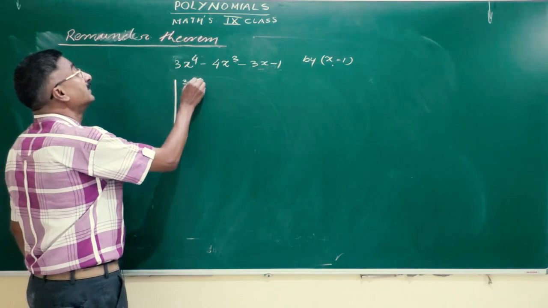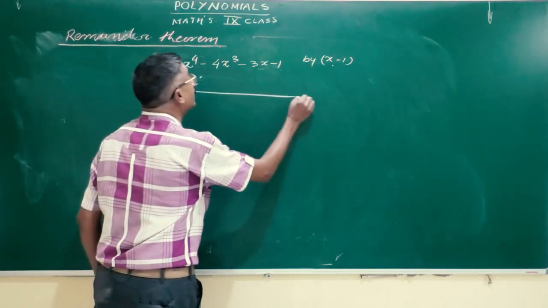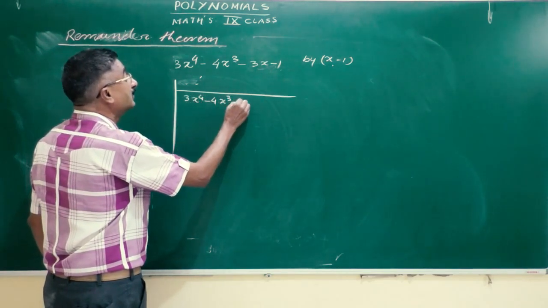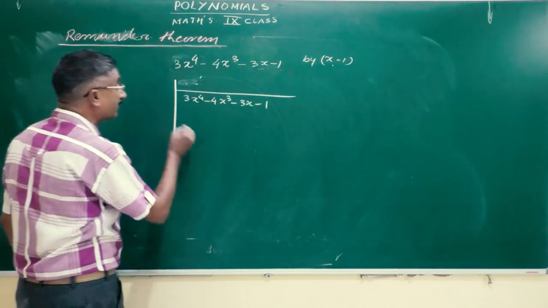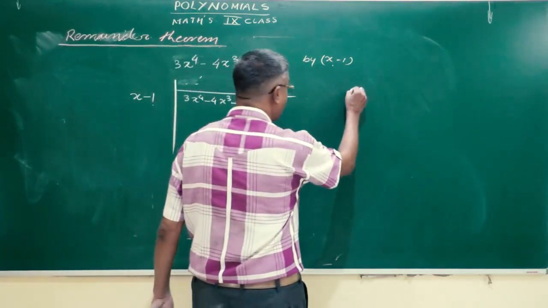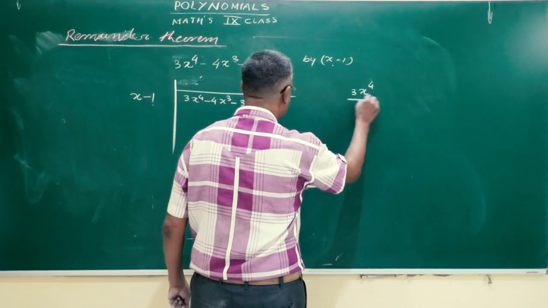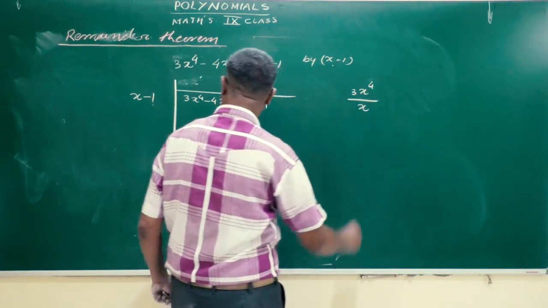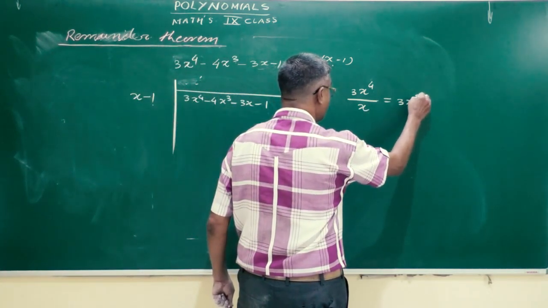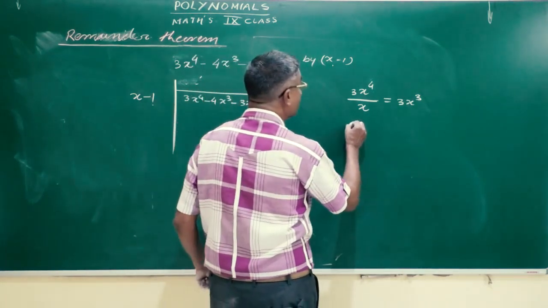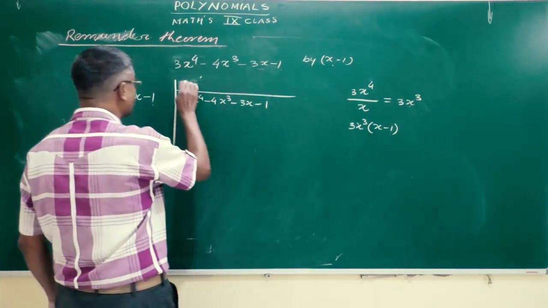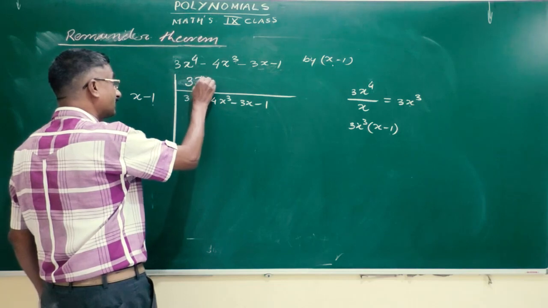3x raised to the power 4 minus 4x cube minus 3x minus 1. We have to divide this by x minus 1. The first term is 3x raised to the power 4. 3x raised to the power 4 is divided by x, the first term of the divisor. So this is equal to 3x cube. It means we have to multiply 3x cube by x minus 1. First of all I will write here 3x cube.